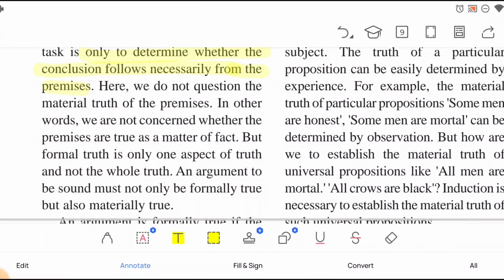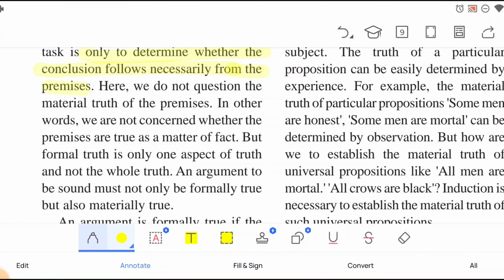We don't question the material, we don't question the premise, and we are not concerned, okay, about the truth of the premise. We never try to prove it. That is why deduction is not the whole truth. Because when we talk about the formal truth, it is not the whole truth. It is one of the aspect of truth.